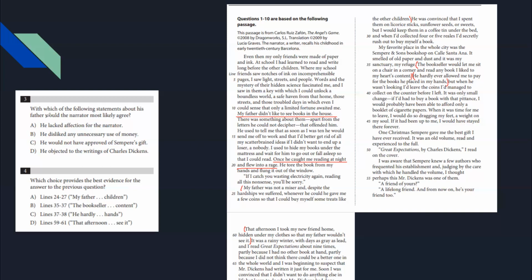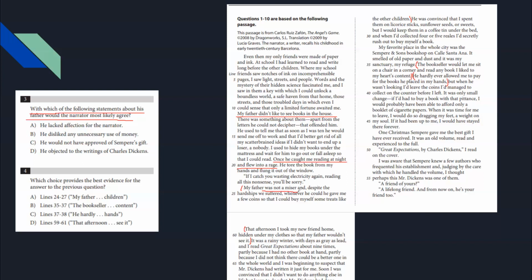Now you have to underline, or I would recommend doing so, the question: with which of the following statements about his father would the narrator most likely agree? The thing is, you just have to read the quotes. So let's do the first one, 24 to 27: "My father was not a miser."